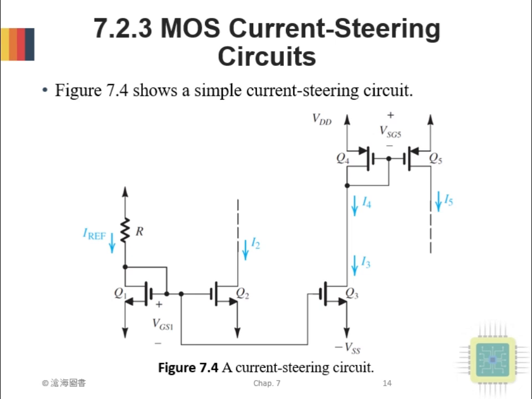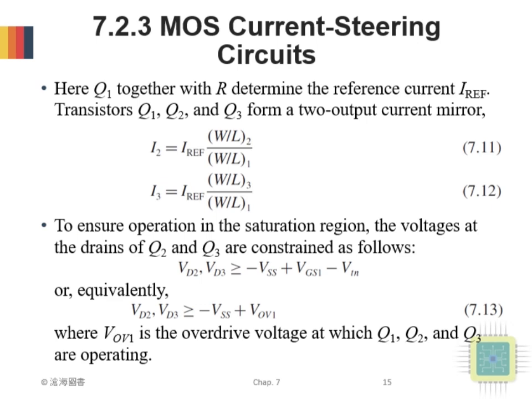Figure 7.4 shows a simple current steering circuit. Here Q1 together with R determine the reference current I_REF. Transistors Q1, Q2, and Q3 form a two-output current mirror, where the relationship between I_REF, I_2, and I_3 is determined by the geometries of the transistors.